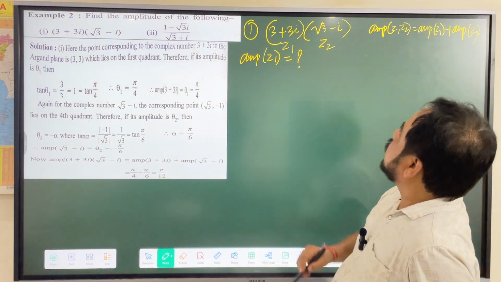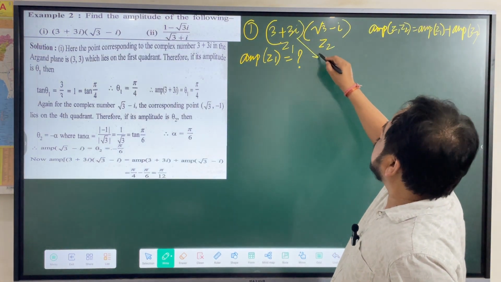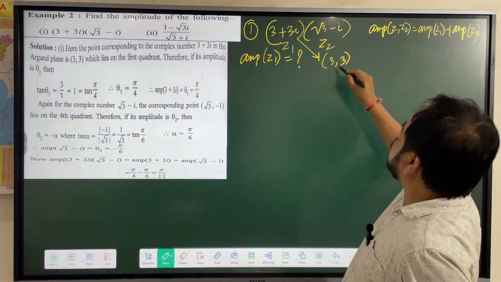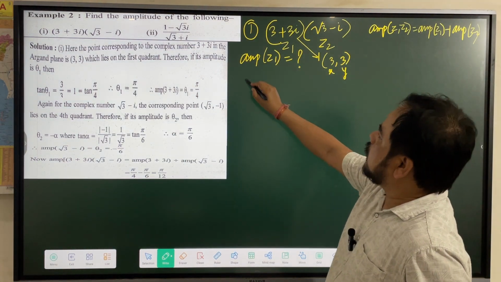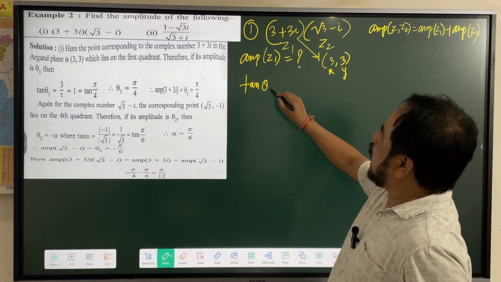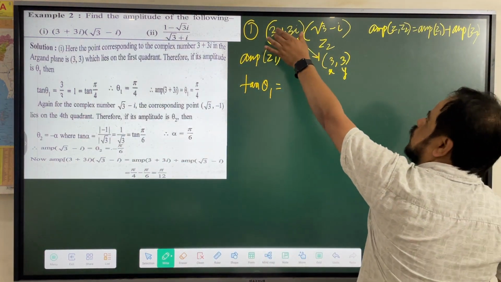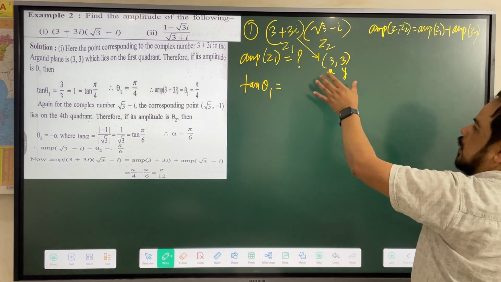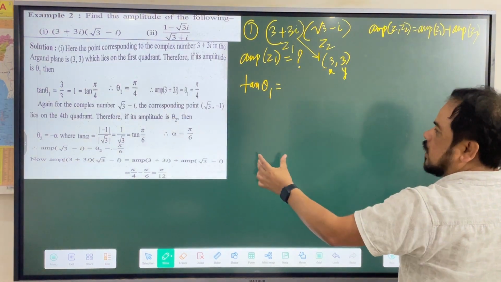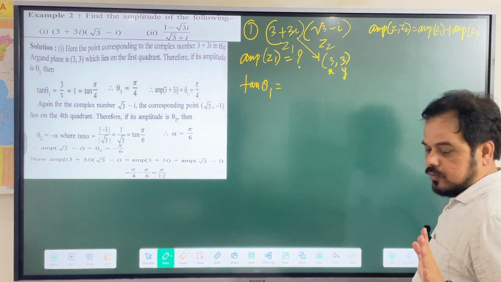So for that, this one in ordered pair, let 3 comma 3, x y, tan theta 1. Tan theta 1 is done because there are two angles. For this one we will get one angle, for this also we will get one angle. So the first one let us take theta 1, the second one we will take theta 2.